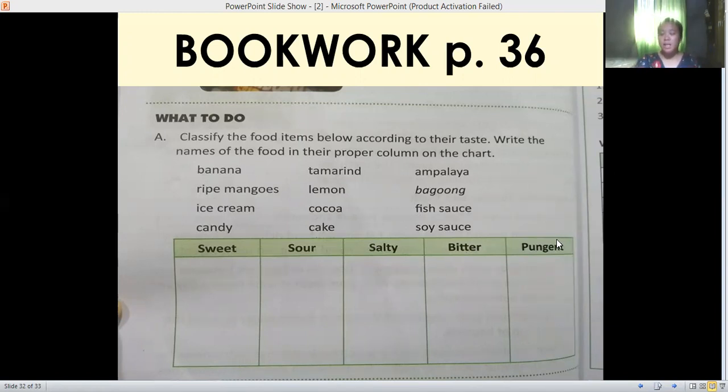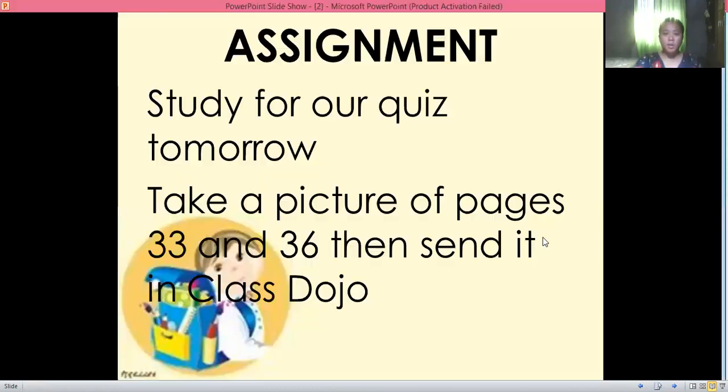If you are not yet done, you can pause the video and finish your work and then play it again once you're done. But those who are done, we are now going to proceed with our assignment: study for our quiz tomorrow, and take a picture of pages 33 and 36, then send it in our Class Dojo.